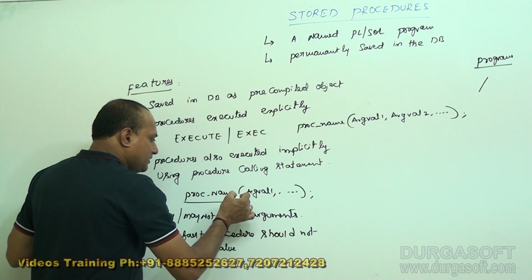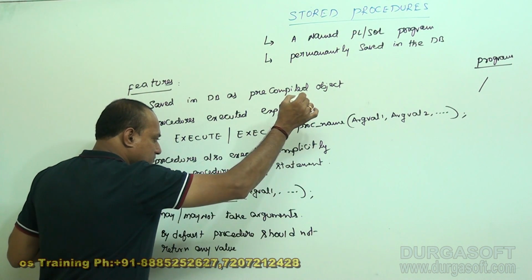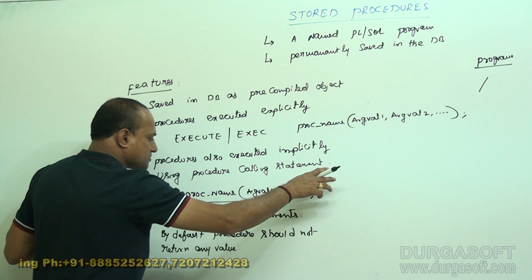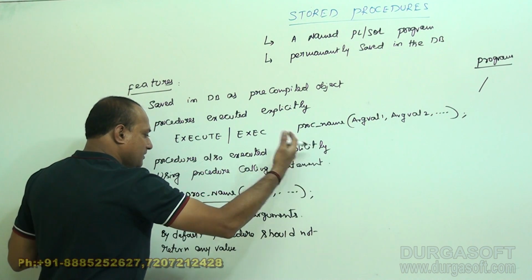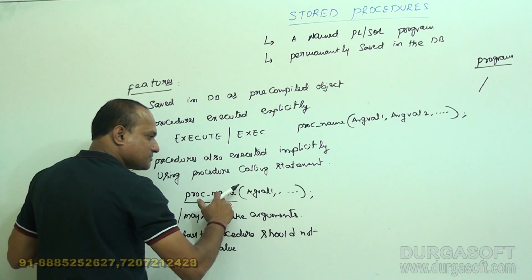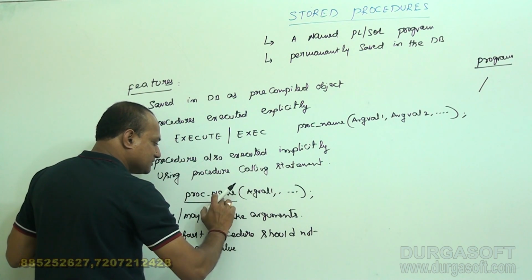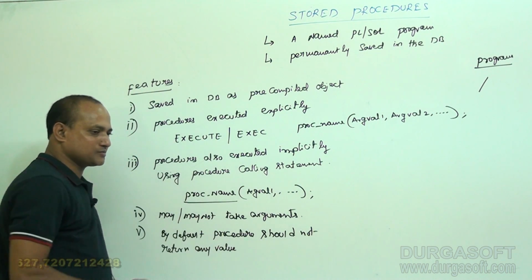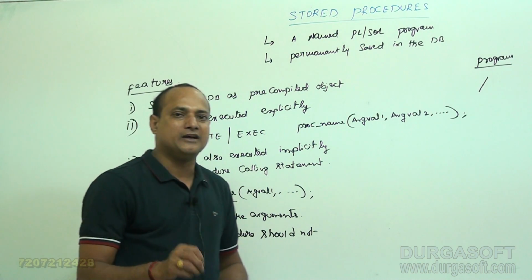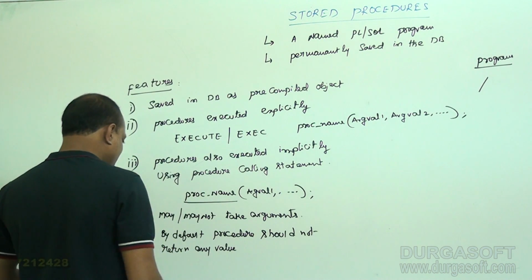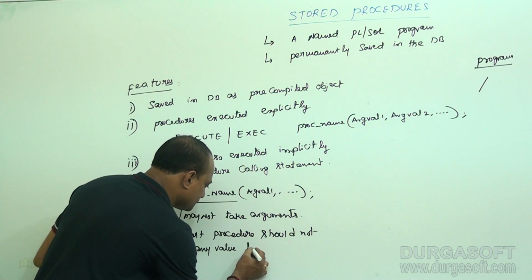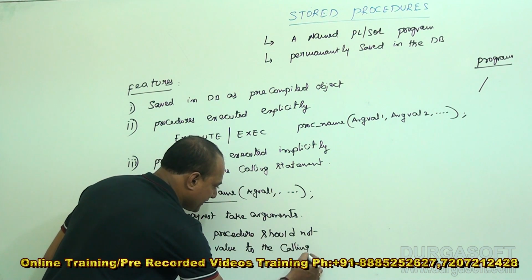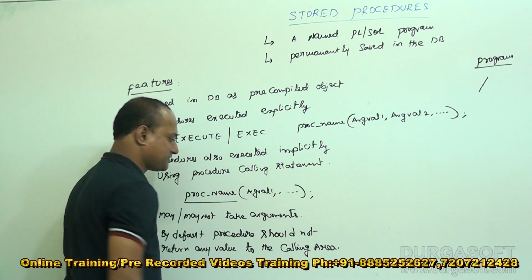Immediately execution control goes to the procedure and it will execute the procedure. Once execution is finished, the execution control comes back. So whenever the control is coming back to this calling area, it will not take any values by default. It will not return any value to the calling object, to the calling area. Remember that.